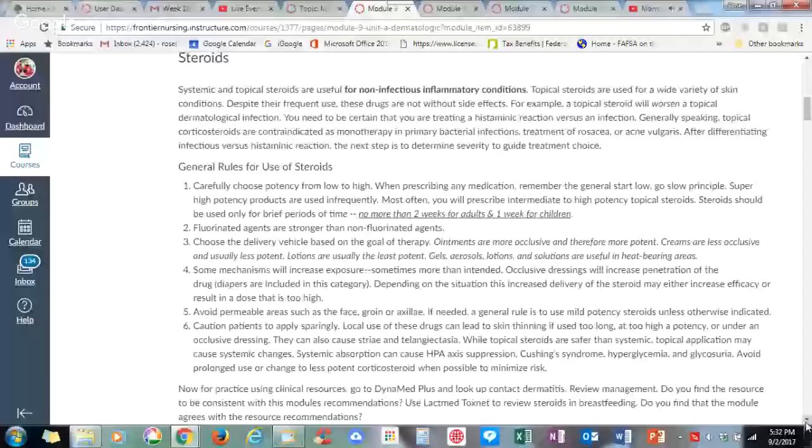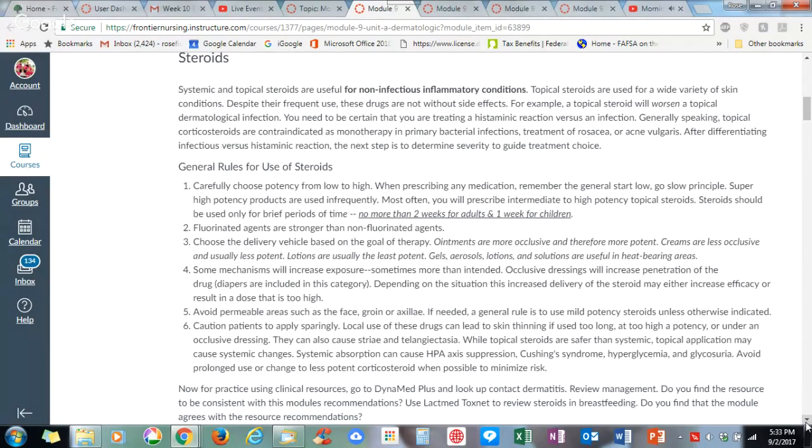Steroids and topical steroids are useful for non-infectious inflammatory conditions. Topical steroids are used for a wide variety of skin conditions. Despite their frequent use, these drugs are not without side effects. For example, a topical steroid will worsen a topical dermatologic infection. You need to be certain that you are treating a histaminic reaction versus an infection. Generally speaking, topical corticosteroids are contraindicated as monotherapy in primary bacterial infections, treatment of rosacea or acne vulgaris. After differentiating infection versus histaminic reaction, the next step is to determine severity to guide treatment choice.